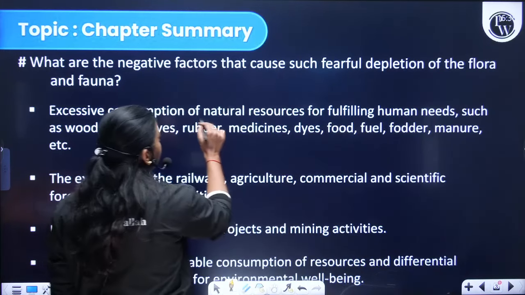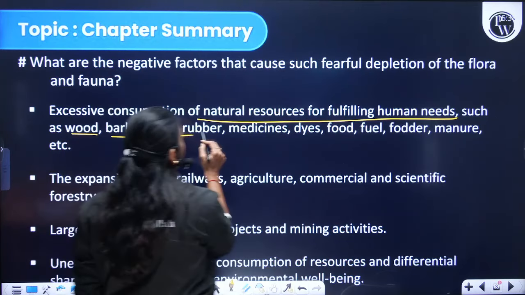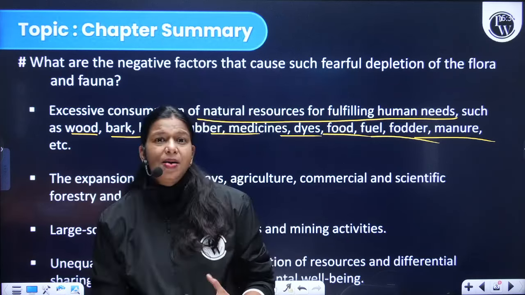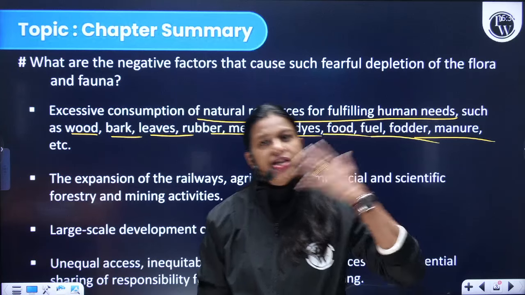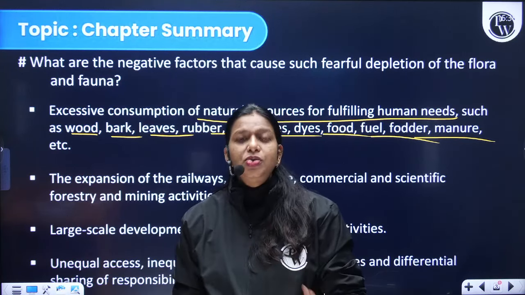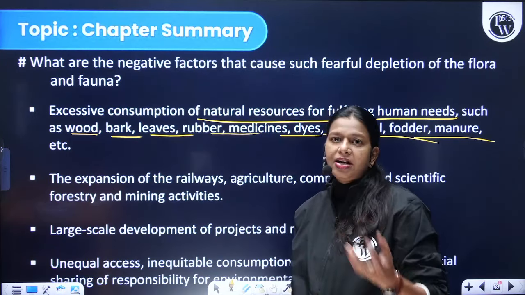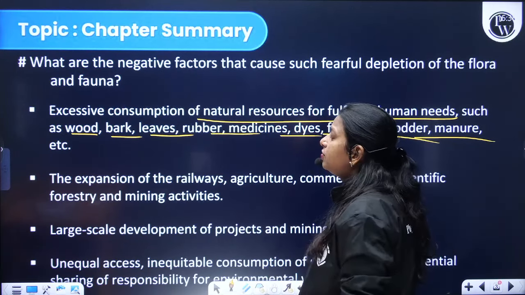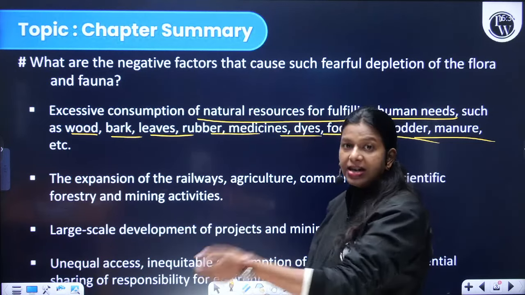Excessive consumption of natural resources for fulfilling human needs, such as wood, bark, leaves, rubber, medicine, dyes, food, fuel, fodder, manure, etc. We become a little greedy, and we realize that yes, the nature is going to regrow itself, so we don't hesitate to take something extra from the nature. In the name of that we need it, it is our useful thing, we become greedy and we take extra things from the nature, which then eventually results in a negative impact.